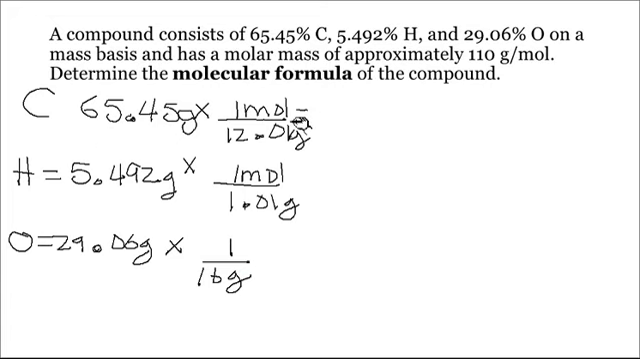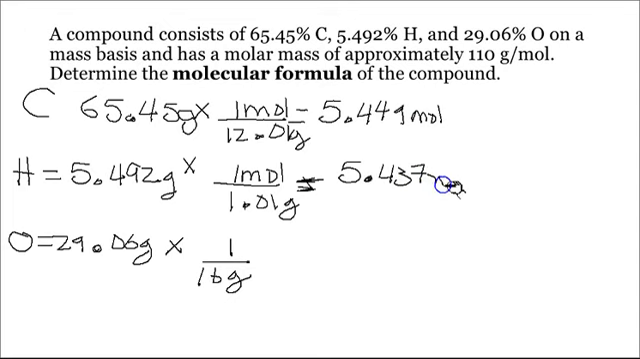So I can end up converting these, and what I get is 5.449 moles of carbon, 5.437 moles of hydrogen, and 1.816 moles of oxygen. So now I have the total number of moles for each one, but I don't need that. What I need is my mole ratio.